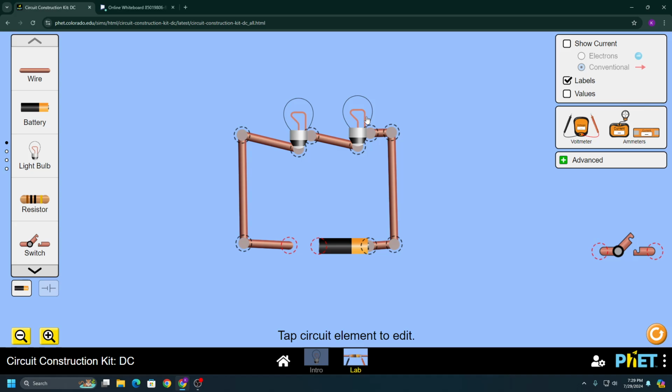Remember, a light bulb is just a resistor, right? It resists the charge, and it's going to take some of the potential energy and convert it into light. So it's just a resistor. We have series resistors here, and they both have the same resistance of 10 ohms.